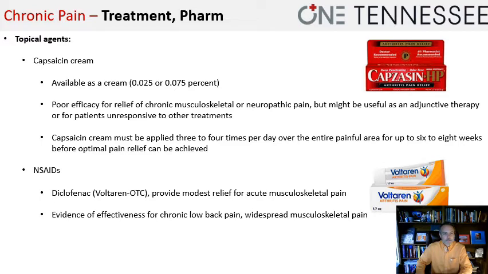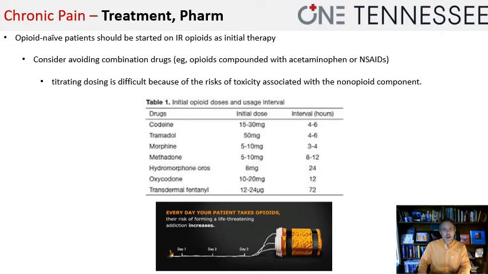If non-opioid treatments and modalities have been tried and the patient's goals for pain relief and improvement in function aren't being met, it might be time to try opioid therapy. Remember, opioid-naive patients should first be started on immediate-release opioids as initial therapy. When starting opioids, avoid those compounds that might be combined with other drugs like acetaminophen or NSAIDs. Titrating dosing is difficult because of the risk of toxicity associated with the non-opioid component.